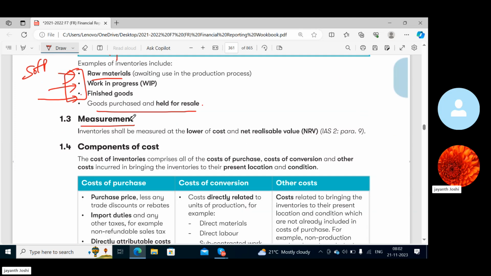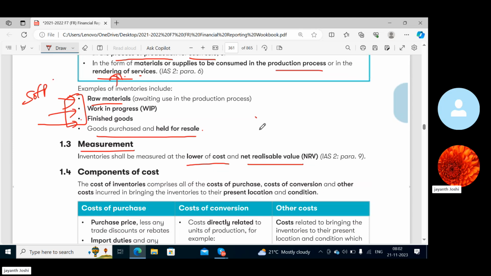Measurement, always please understand, inventory is always measured at lower of cost and NRV. So I'll write the point here. So recognition is done, right? We are done with recognition criteria. Now we are going with the measurement basis. Lower of cost and NRV. NRV is what? Selling price minus cost of disposal. Cost is the cost price.